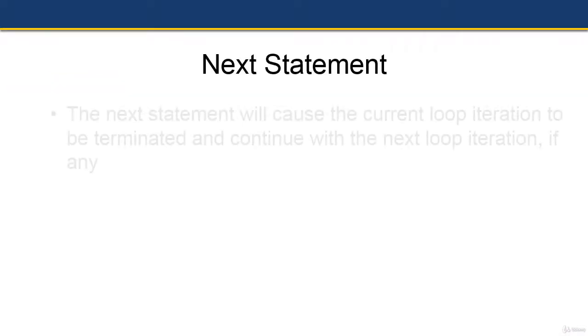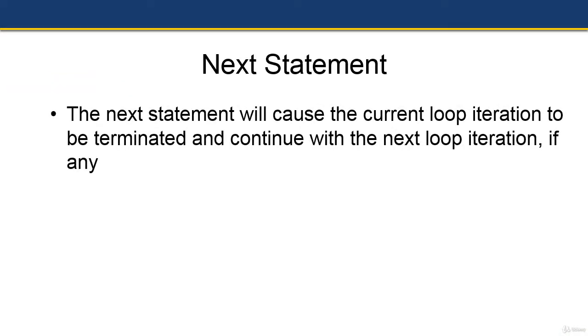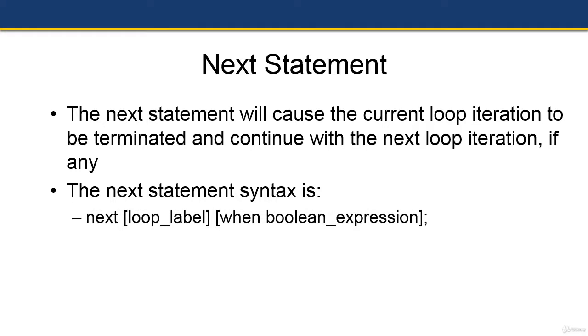The other loop termination statement is the next statement. The next statement will cause the current loop iteration to be terminated and continue with the next loop iteration, if any. The syntax would be next, followed by optional loop label, followed by when Boolean expression. So when the Boolean expression is true, then we terminate the current iteration, and we go to the next iteration, if any.